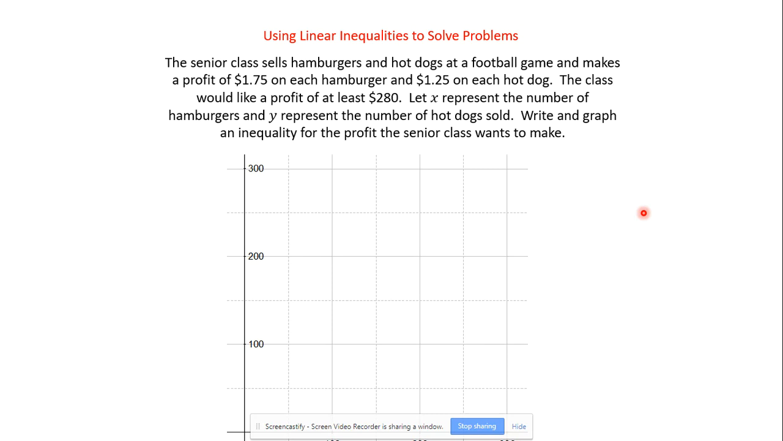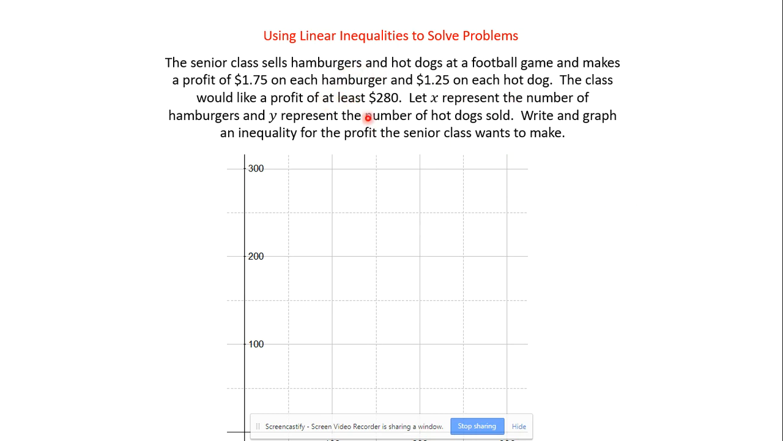$1.75 on each hamburger and $1.25 on each hot dog. The class would like a profit of at least $280. Let X represent the number of hamburgers and Y represent the number of hot dogs sold. Write and graph an inequality for the profit that the senior class wants to make. So we want to write an inequality for this.